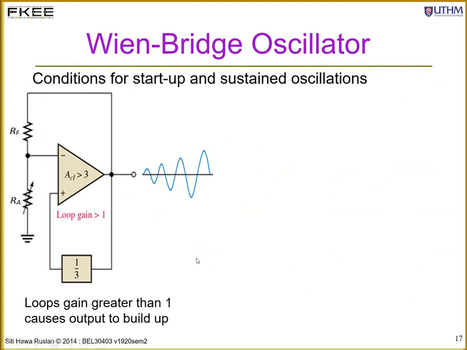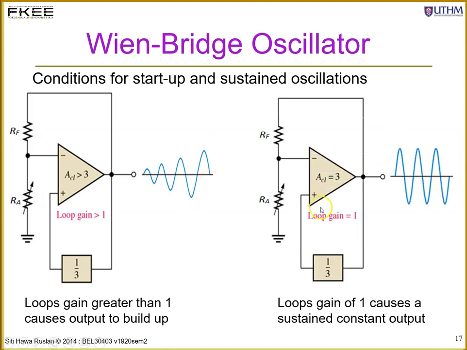And lastly, for the Wien bridge oscillator, in order to start the oscillation, you should make RA a variable resistor, because just now we know that RF over RA must equal 2. But in order to start the oscillation, we make RA slightly less than the initial value, so that RF over RA will be greater than 2, so that your open loop gain will be greater than 1. So it will start to oscillate, and once A multiplied by beta equals 1, it will sustain the oscillation. Okay, the loop gain is 1, so you get a sinusoidal waveform.